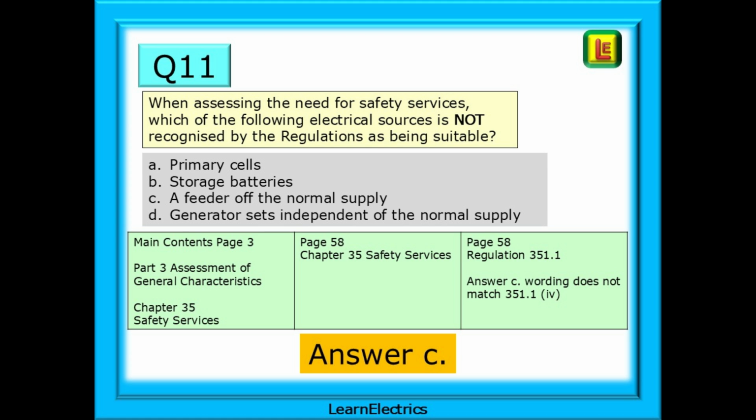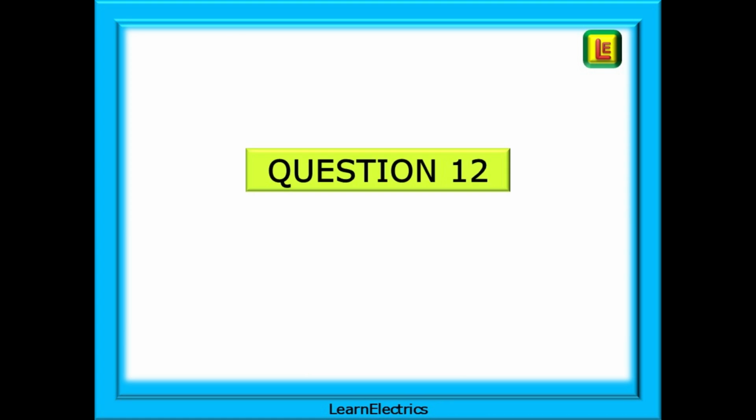On page 3, we can find part 3, assessment of general characteristics, and below that a reference to chapter 35, safety services. From part 3 contents page, we can go to page 58 and regulation 351.1, where we find that the wording of answer C does not match the wording of regulation 351.1.4. C is the not answer. Our answer is C.